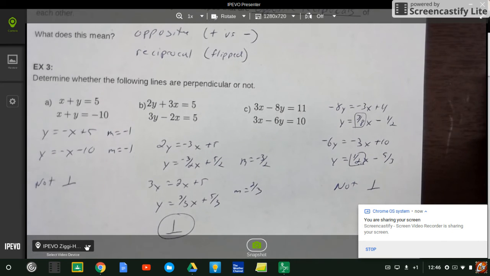Okay? Now we're going to use this idea of parallels and perpendiculars to talk about other things with lines and doing equations of lines tomorrow. So try that out, and we'll see you tomorrow.